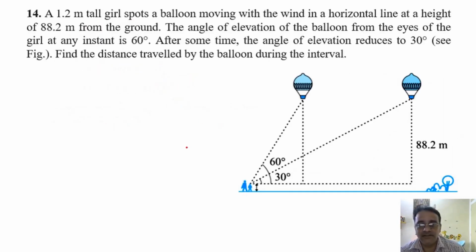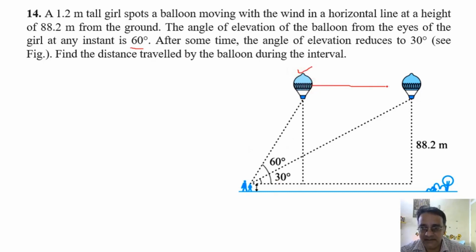Now, one more question. This question is also a very good question. A 1.2 meter tall girl spots a balloon moving with the wind in a horizontal line at a height of 88.2 meter from the ground. The angle of elevation of the balloon from the eyes of the girl at any instant is 60 degree. This one. But after some time, this is the initial position, 60 degree.